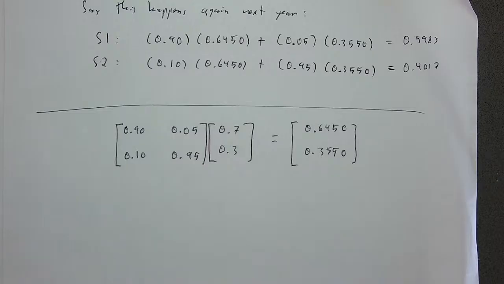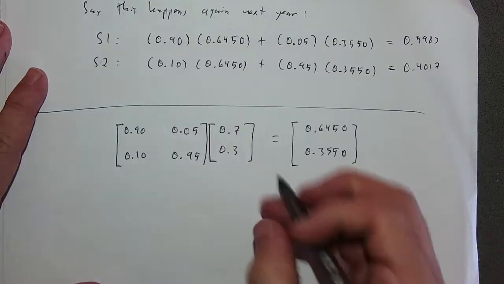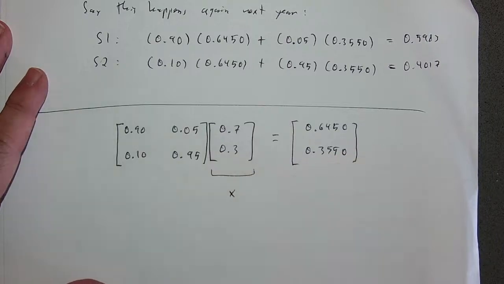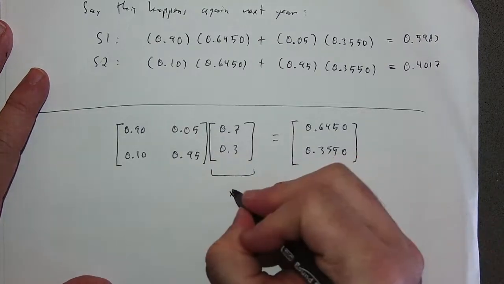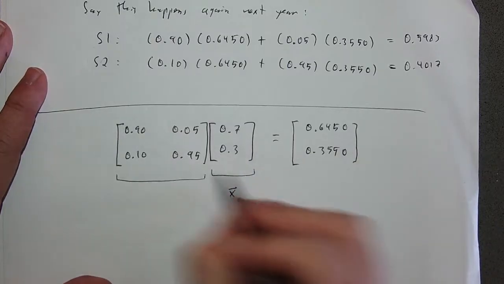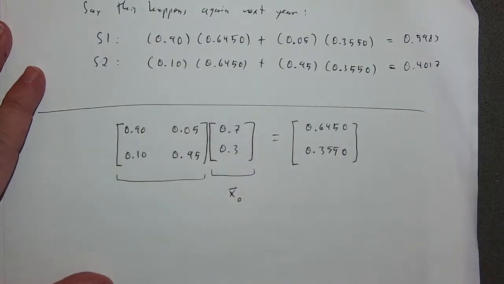Remember, this is exactly what I expressed on the first day of lecture when I talked about matrix modeling. So, for instance, what I have here is an initial data vector, which I'll call x sub 0. This is my initial vector. Here I have a matrix which I will call T.